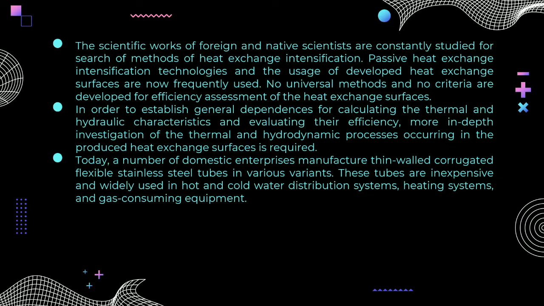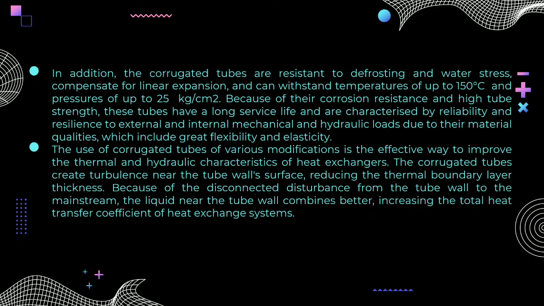Today, a number of domestic enterprises manufacture thin-wall corrugated flexible stainless steel tubes in various variants. These tubes are inexpensive and widely used in hot and cold water distribution systems, heating systems, and gas-consuming equipment. In addition, the corrugated tubes are resistant to defrosting and water stress, compensate for linear expansion, and can withstand temperatures up to 150 degrees Celsius and pressure of up to 25 kg per centimeter squared.